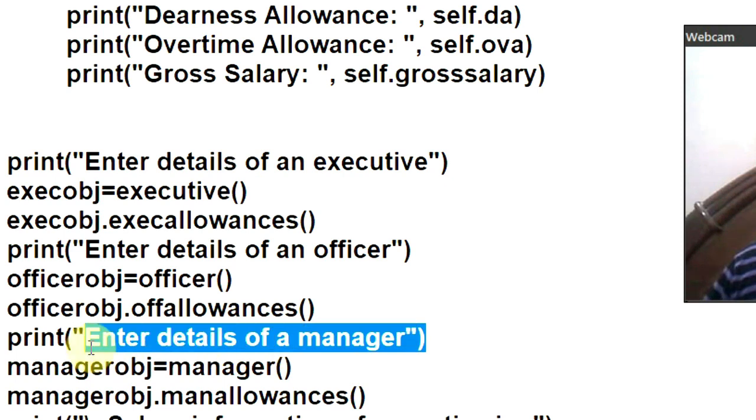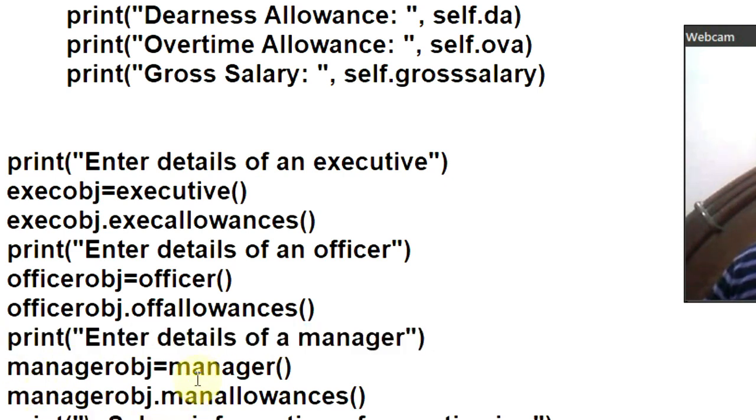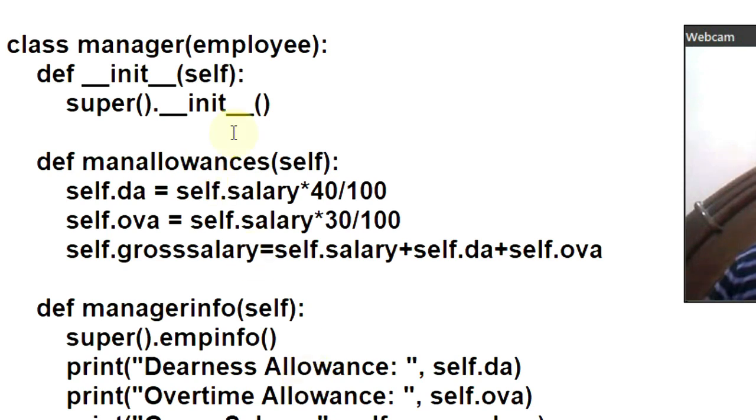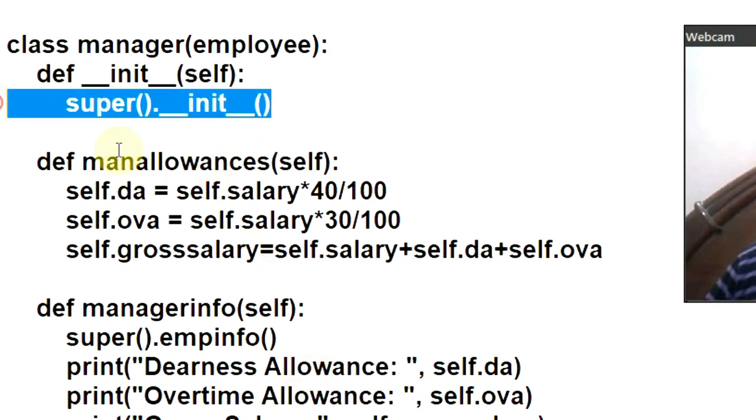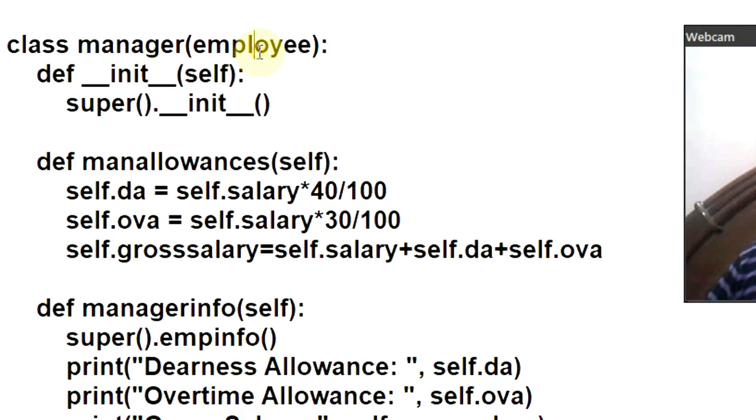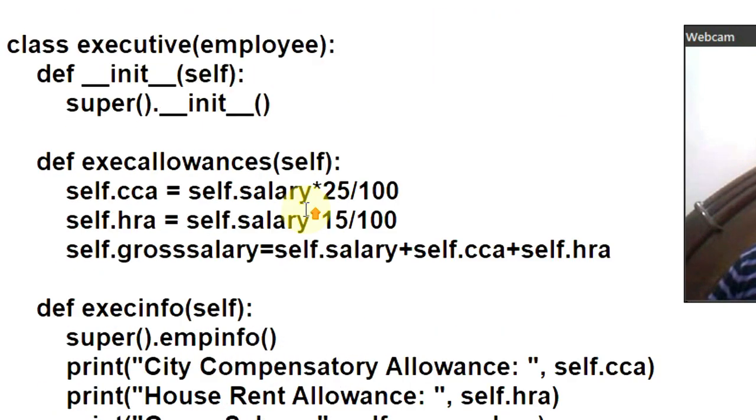You get a message that please enter the details of the manager. You are making the object of the manager class by name manager obj. Being no arguments, the default constructor of the manager class will be executed. Control will come over here. Here you are invoking the default constructor of the superclass. Employee is the superclass of the manager. So control will come over here.